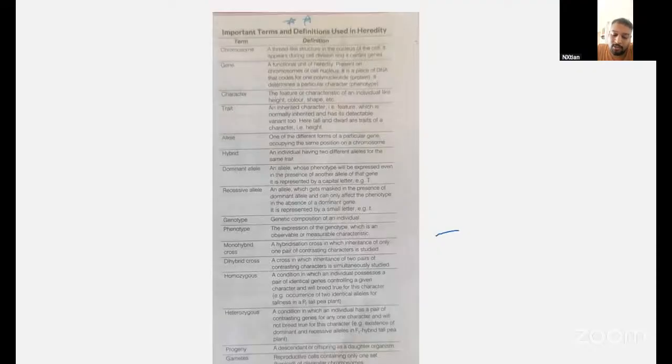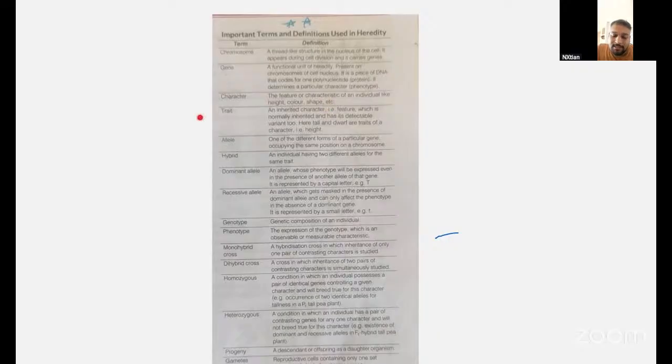So we learned about the chromosome, we did the gene part, which is the functional unit of heredity, responsible for determining what goes from parents to offspring. Now, character. What are characters? Characters are some features of an individual. Characters can be color, height, shape. All of this is based on character. Everyone got my point?